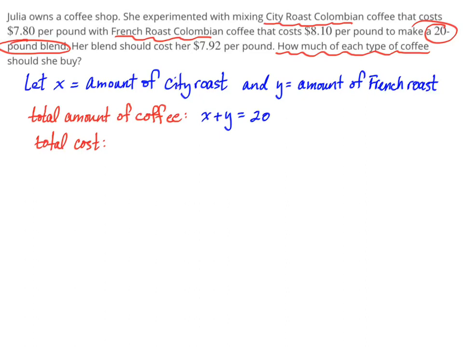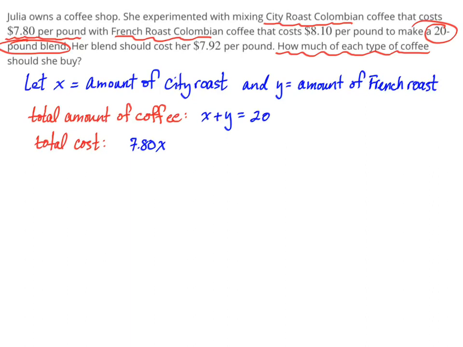Okay, and now my second equation is going to be about the total cost. So we know that the city roast is $7.80 per pound, right? So the city roast, how much is that going to cost her? She's going to use X pounds of it, and each pound is going to cost her $7.80, right? So the total cost of the city roast is going to be $7.80 per pound times X pounds.